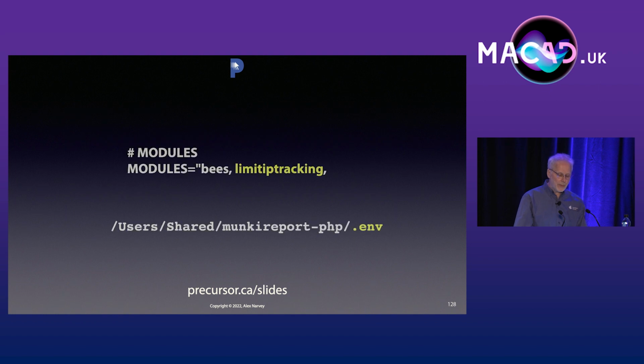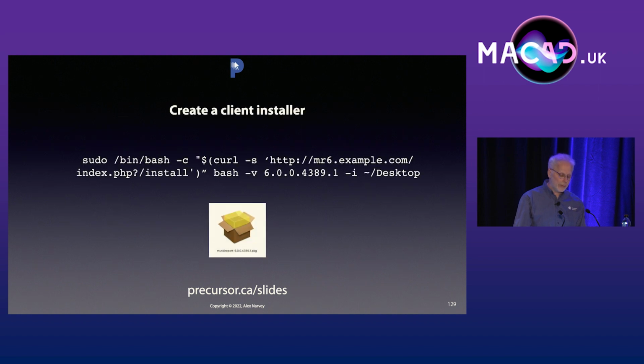To be able to see the module in Munkireport's dashboard, we'll have to edit the modules listing in the hidden .env file to include our new module. And now we're ready to create a new client installer that will have this module built in. We create the client installer package with a command like this.